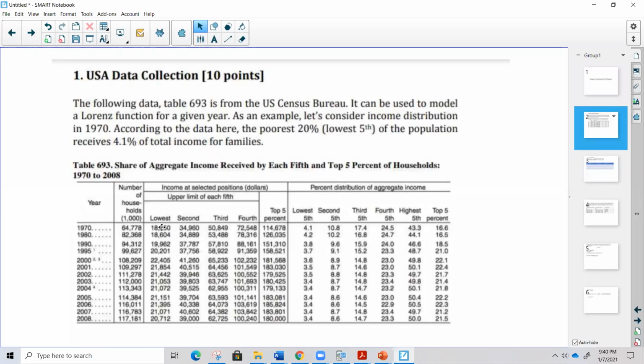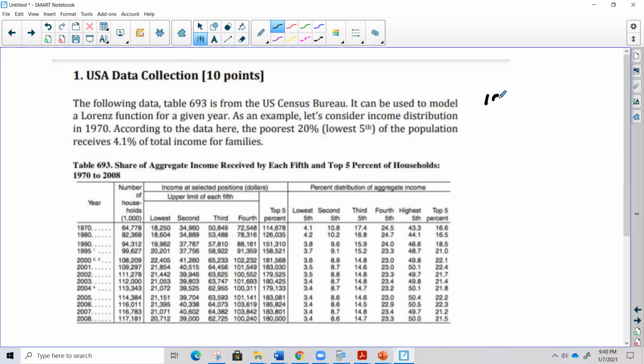So just as a reminder, this project walks you through 1970, and then you are going to have to do this for a few other years. So I'm going to focus on the percent distribution of aggregate income. And it says, according to this data, they separate it into the lowest fifth, second fifth, third fifth, fourth fifth, highest fifth. And so if you think about it, we're talking about percentages, and the total is 100. If I divide 100 by 5, I get 20%.